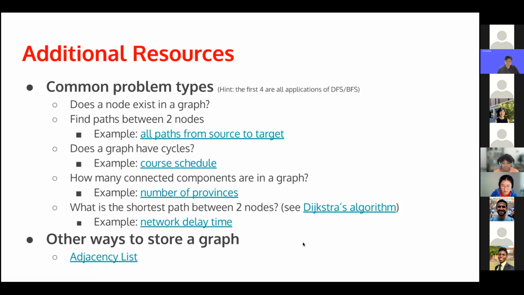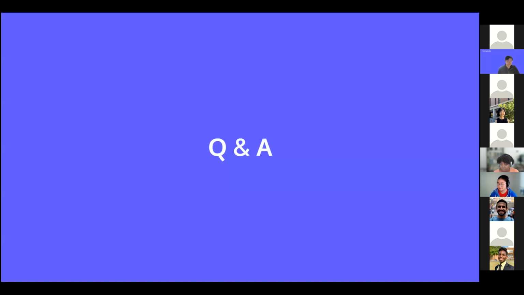And then one other thing we didn't get to cover today is a different way of storing a graph. We talked about using a 2D array. Another alternative is something called an adjacency list. Again, you can read this when you have time, if you haven't heard of it before. Cool, that's all I have to say about graphs. Anyone have any questions overall?